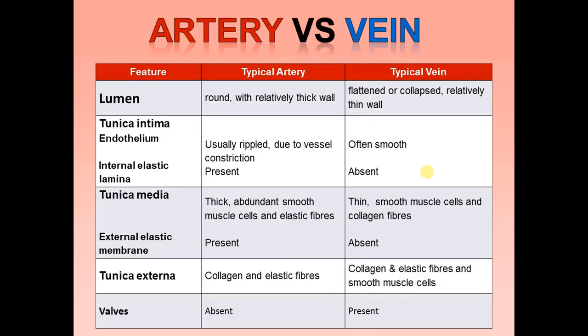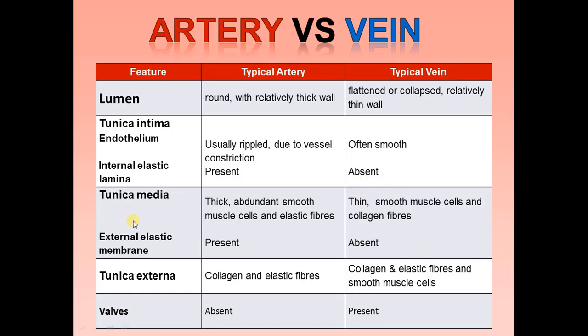Next we will come to the difference between the artery and a vein. So far we have seen the various characters of different types of arteries and veins. To summarize, if you look at the lumen, in the artery it is a very definitive, regular lumen with a thick wall. Here it is a collapsed lumen. The endothelium or the tunica intima is usually rippled, and the internal elastic lamina is present. Here it is not rippled, it is very smooth, and the internal elastic lamina is absent.